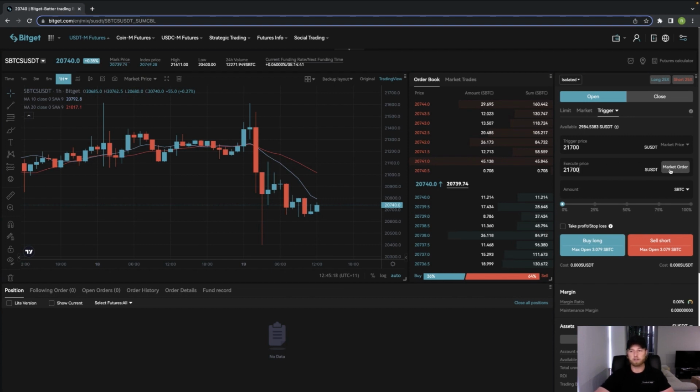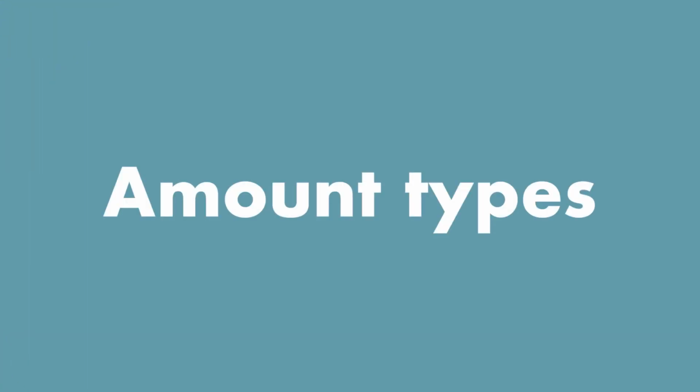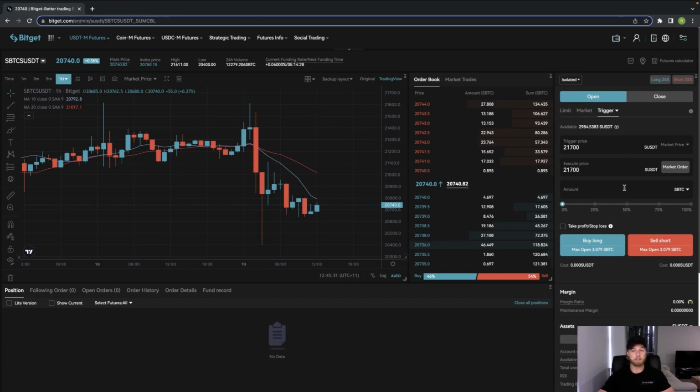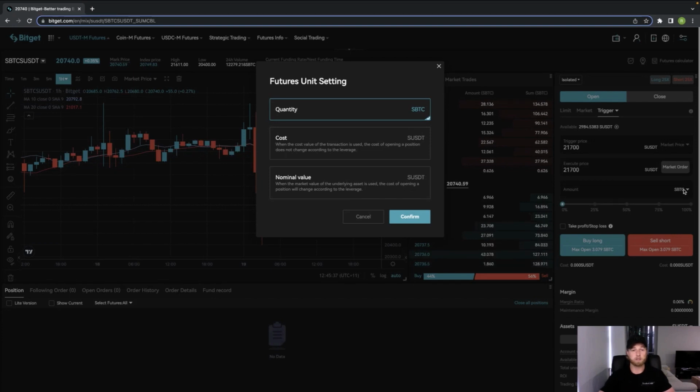We also have an option to use market order. So if the price goes up and hits my trigger price, then I just get filled at market. Now, depending on the liquidity of the token, you can get slippage. Below that, we have the amount that we're willing to buy. Now we have a drop down menu here as well that gives us three options: quantity, cost, and nominal value. Quantity is the amount of Bitcoin that we're buying. Cost is based on your margin and you'll generally get a larger position size, so we don't really use that one. And nominal value is our position size in US dollar Tether terms, so I would suggest using quantity or nominal value.